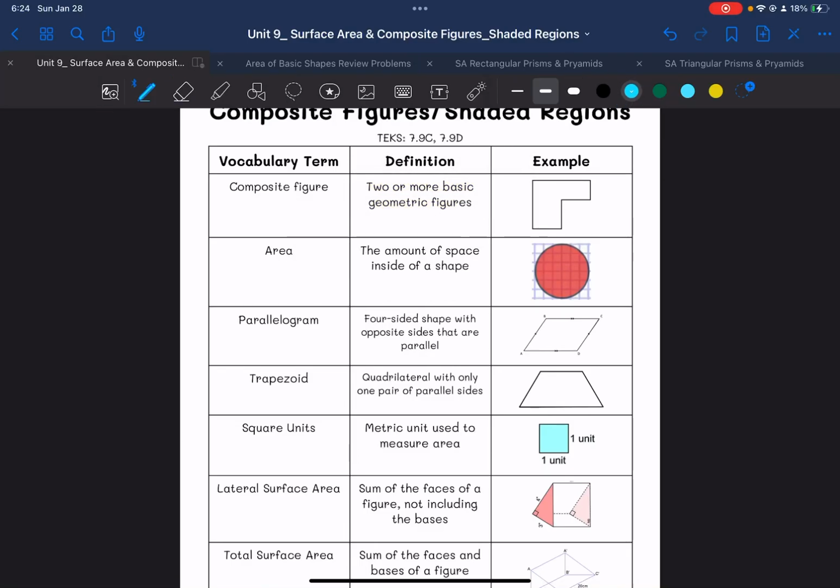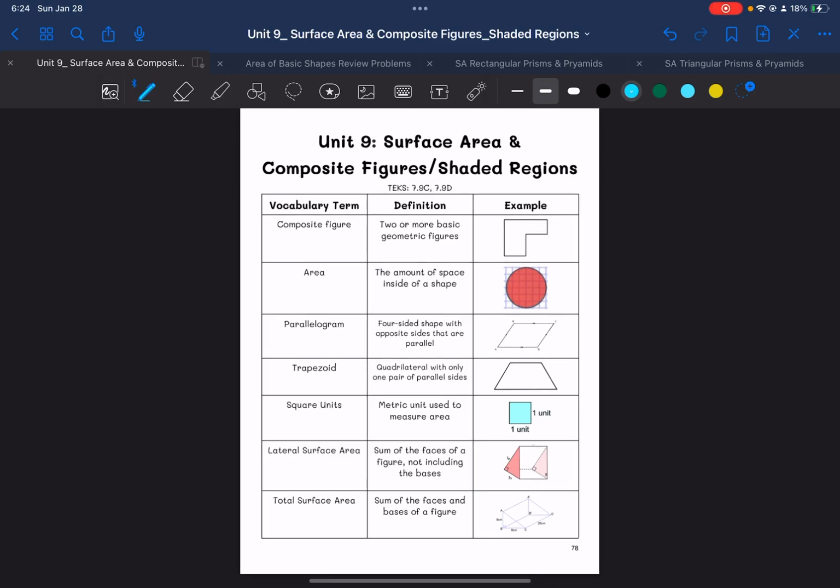Hello friends, so let's go ahead and start Unit 9 notes here. Today we're going to learn just about area of basic shapes. Before we start that, I want to go ahead and review the vocabulary.